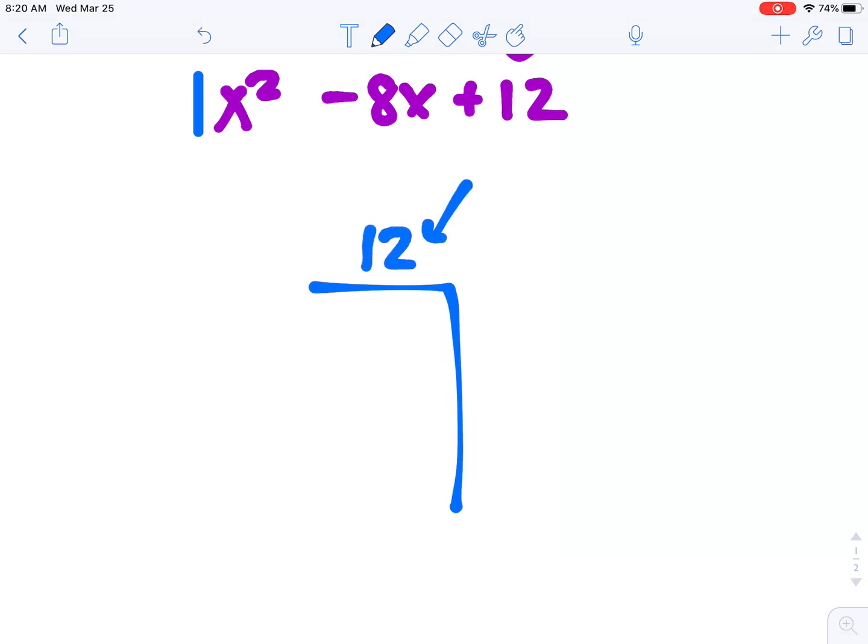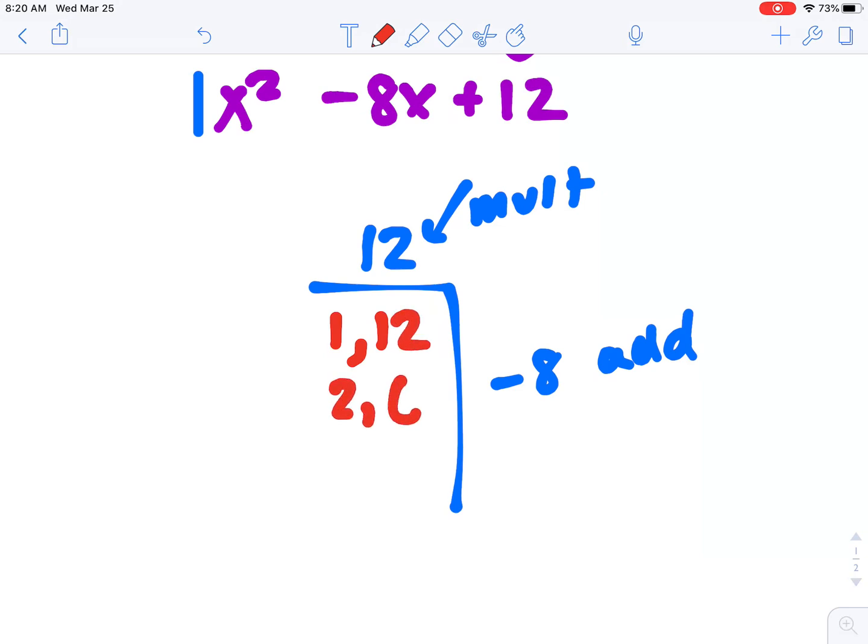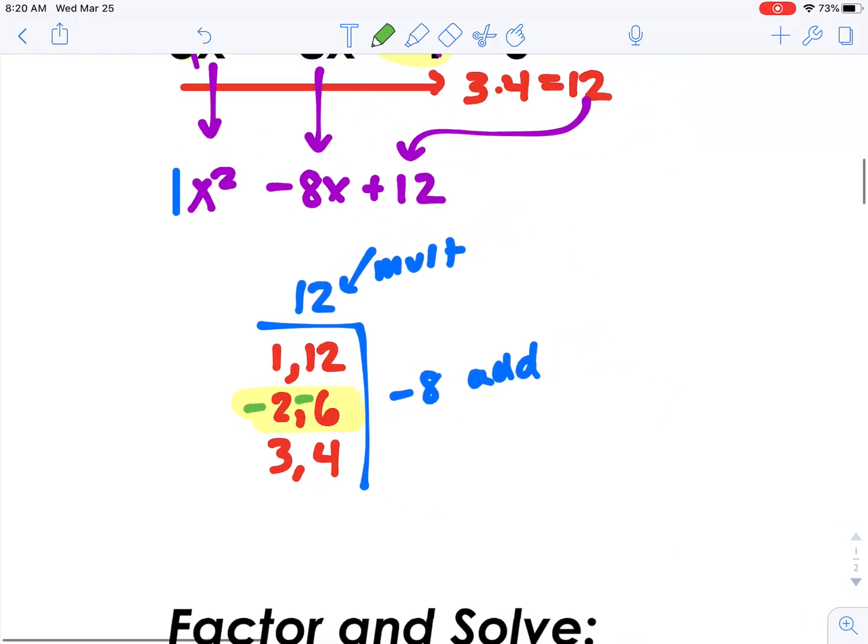We want to know what multiplies to 12 and adds to negative 8. So our job is to list the factors of 12. You can pause this video and write down the factors, or you can do it along with me. We have 1 and 12, 2 and 6, 3 and 4. Which combination would work out to get us to 8? That's going to be 2 and 6, but we need to think about our signs. They're both going to be negative.